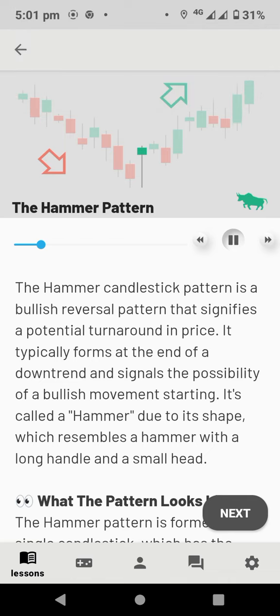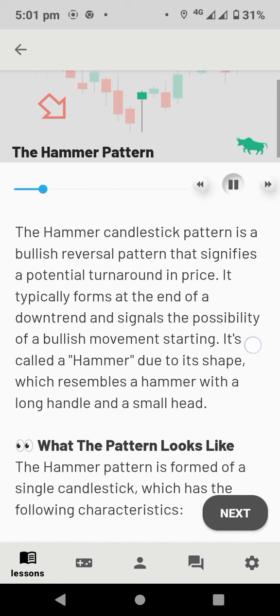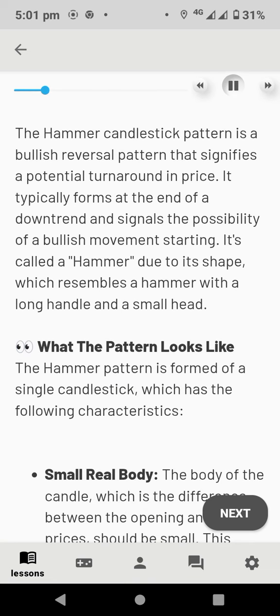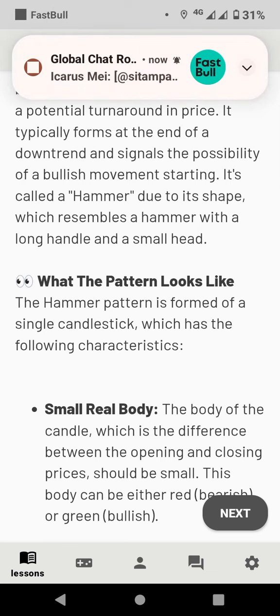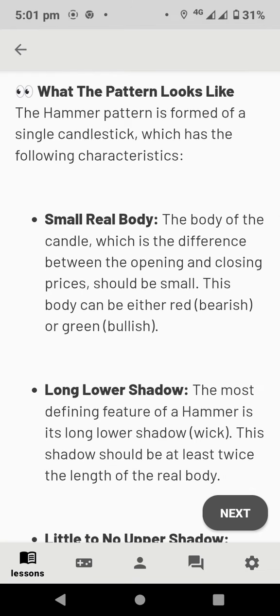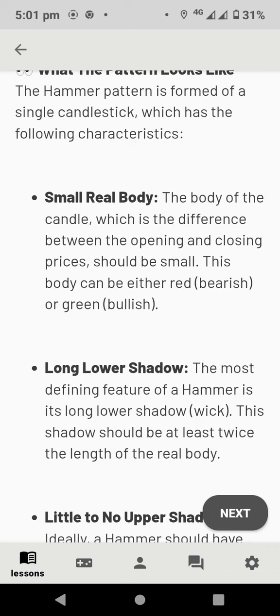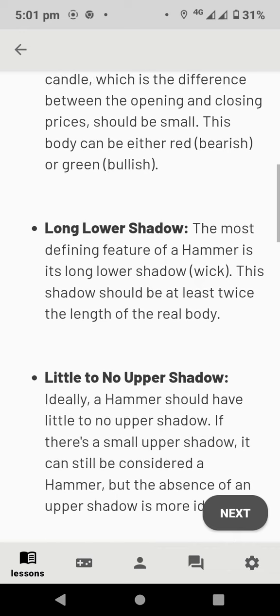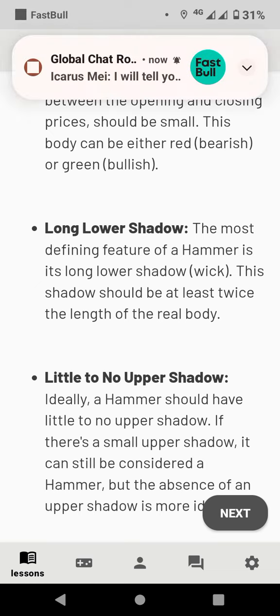The hammer pattern is formed of a single candlestick, which has the following characteristics. Small real body. The body of the candle, which is the difference between the opening and closing prices, should be small. This body can be either red (bearish) or green (bullish). Long lower shadow. The most defining feature of a hammer is its long lower shadow, or wick. This shadow should be at least twice the length of the real body.